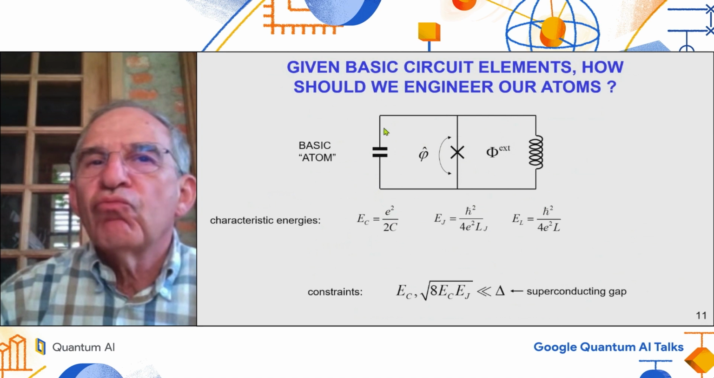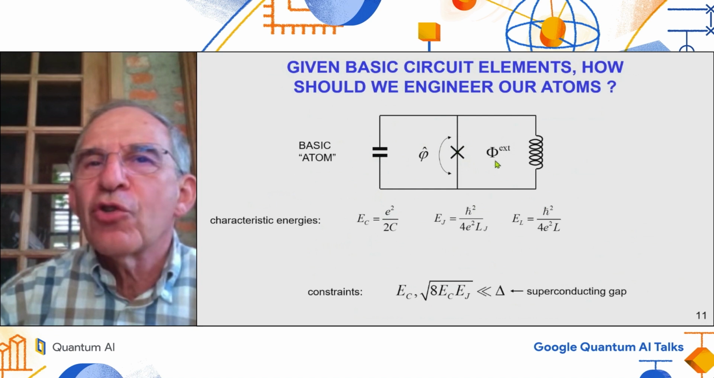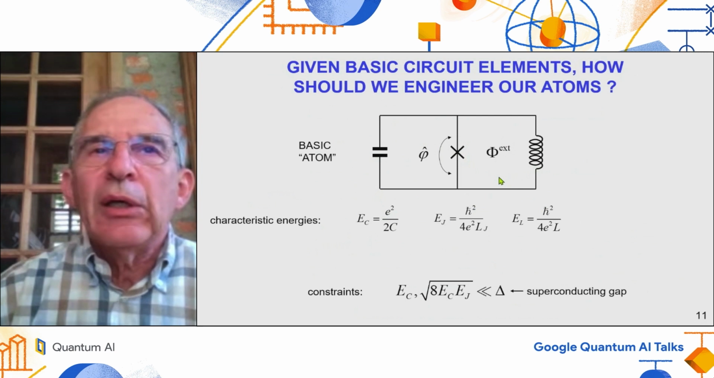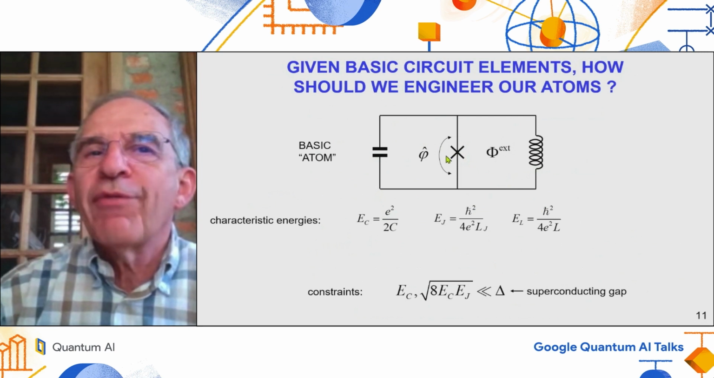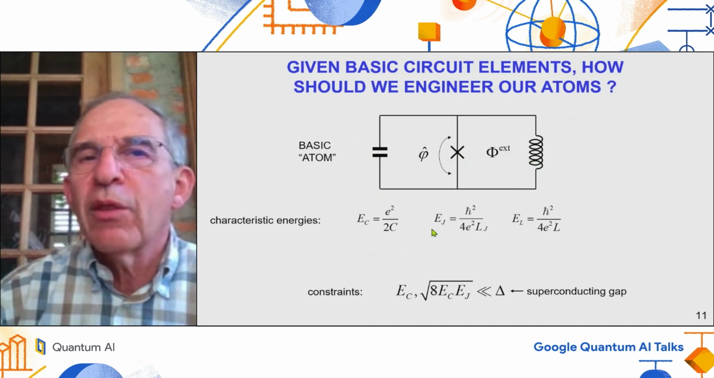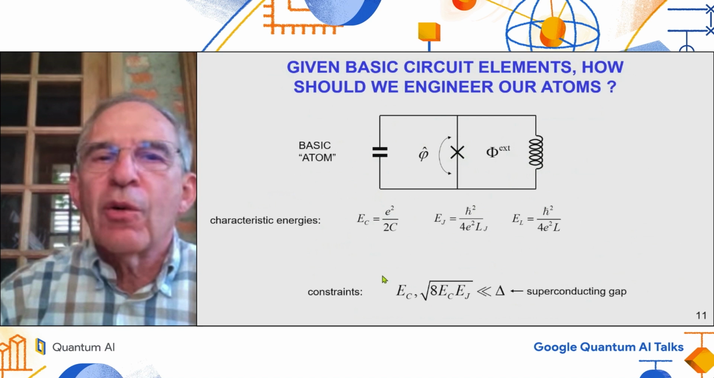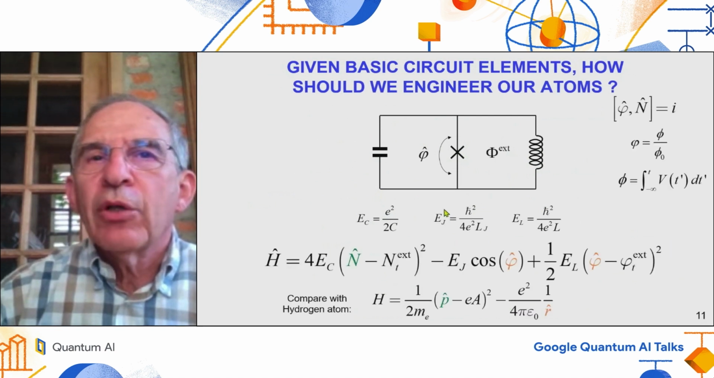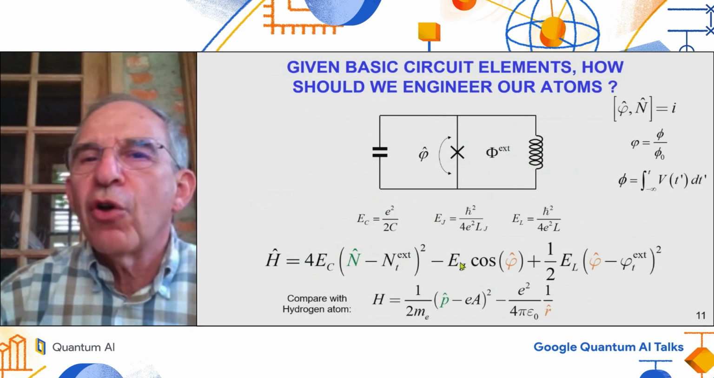Now, if we think about the basic atom composed of a capacitance, a tunnel junction, and an inductance that combines all the basic bricks, how should we choose the value of these elements? Every element here, these three elements, comes with a characteristic energy. There are some constraints that we should respect on these energies. But these energies are going to be the parameters in different terms of the Hamiltonian of this basic atom.